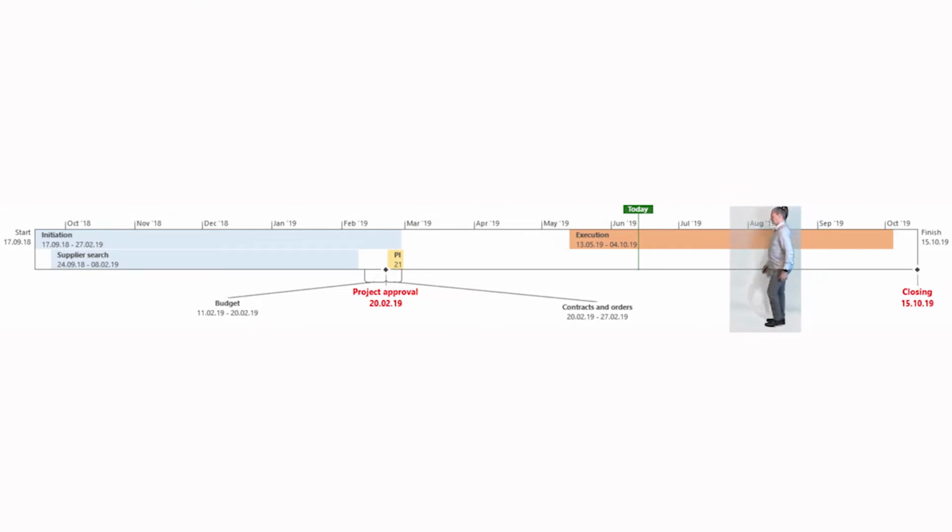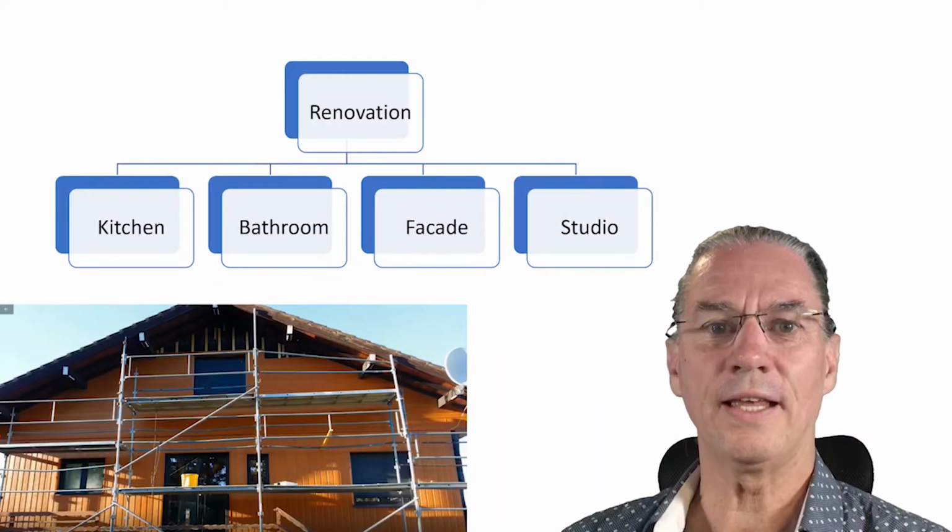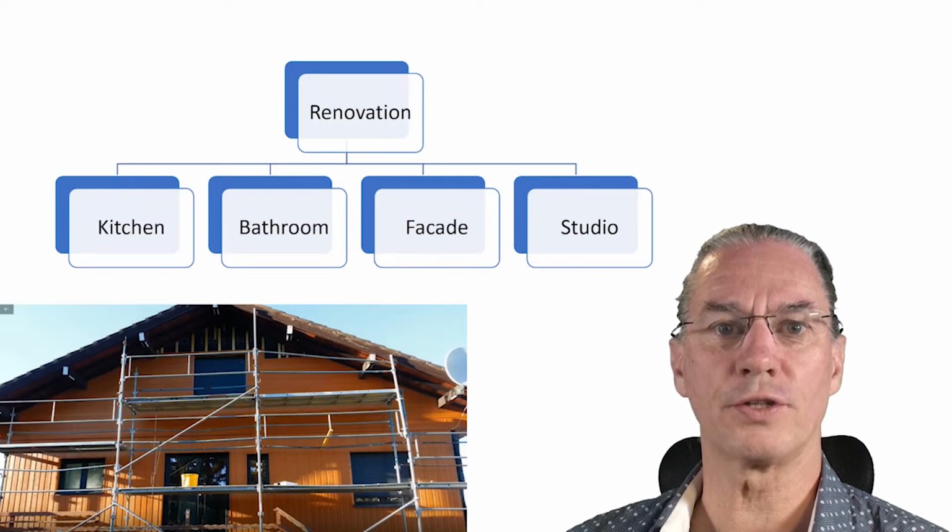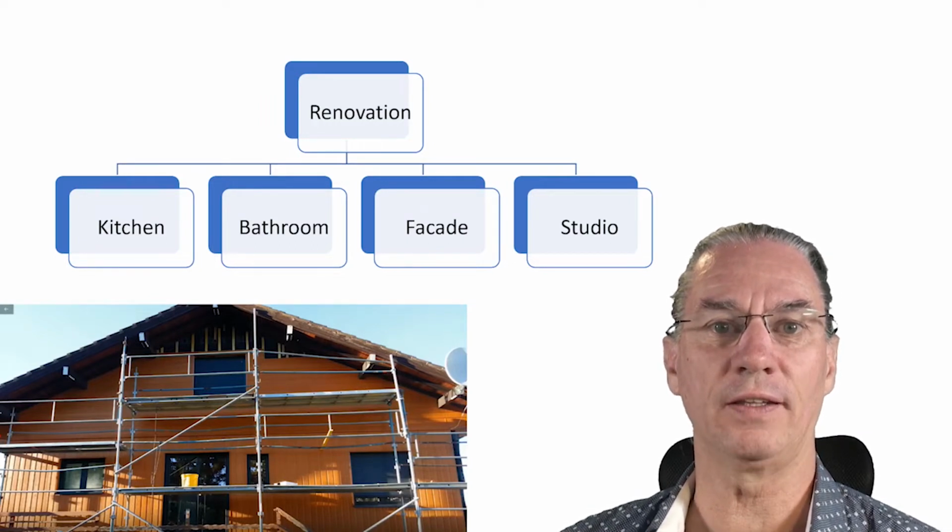I'm walking up the timeline till I reach the point which is in red, the projected room. In this project we had 4 parts to do. We had the kitchen, the bathroom, the facade and the studio.